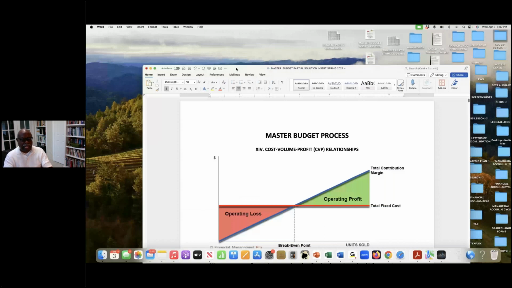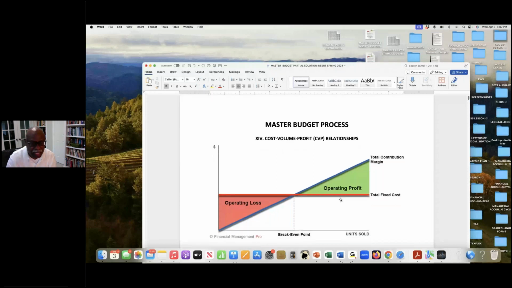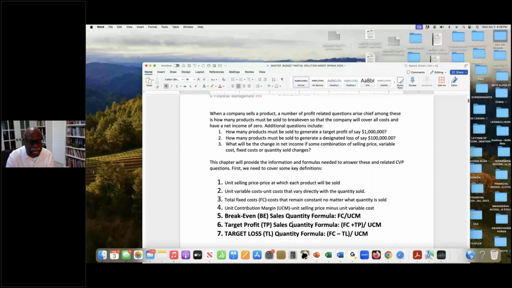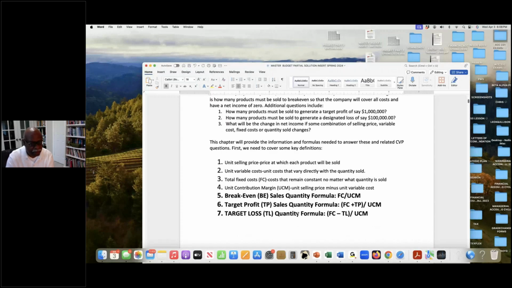Okay, we've been looking at the master budget process and calculating break-even, operating loss, and operating profit. We looked at this in context, but you need to understand and know these three formulas, and how to calculate your unit contribution margin and be able to calculate sales quantity at break even, target profit, and target loss. So those were the things that we were working on.